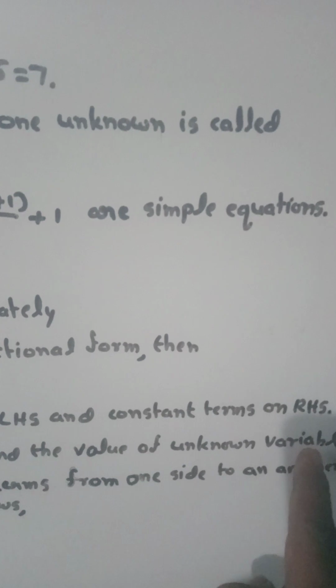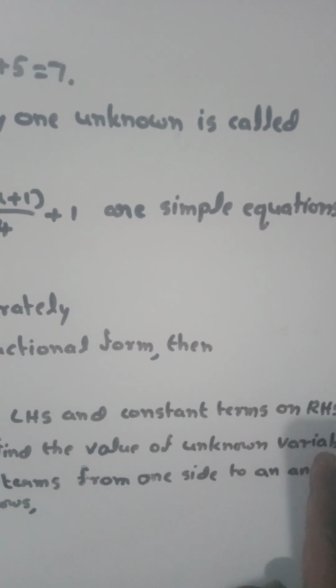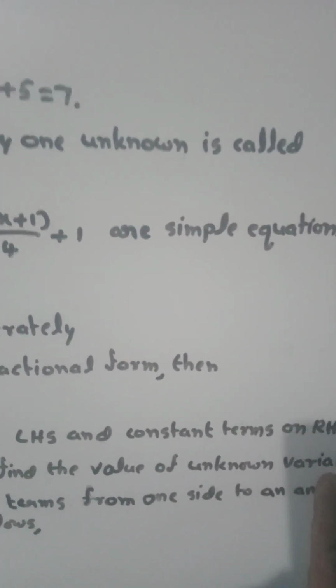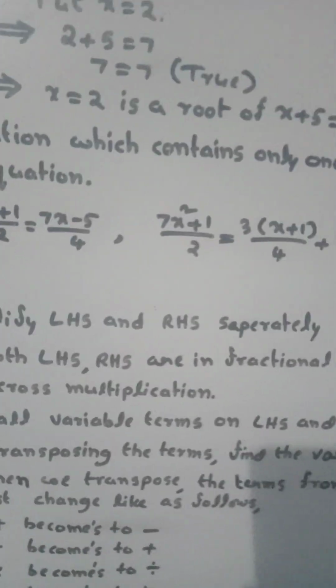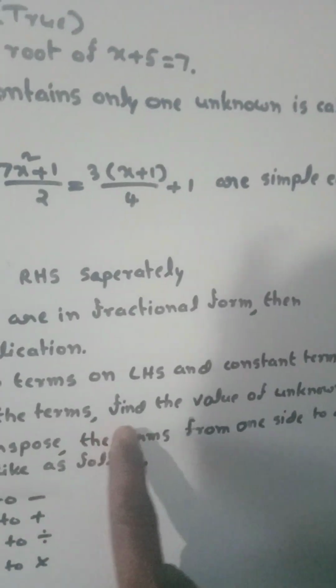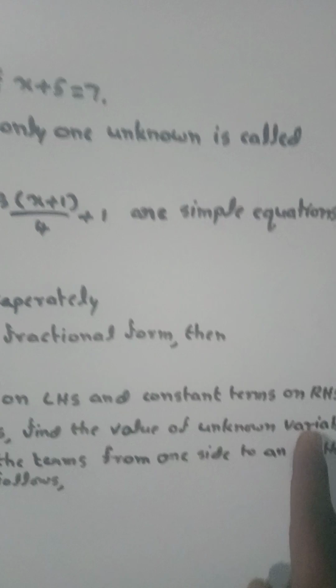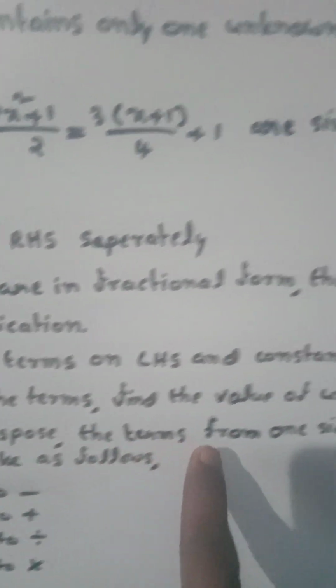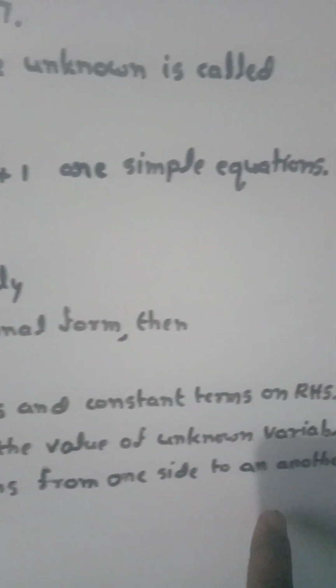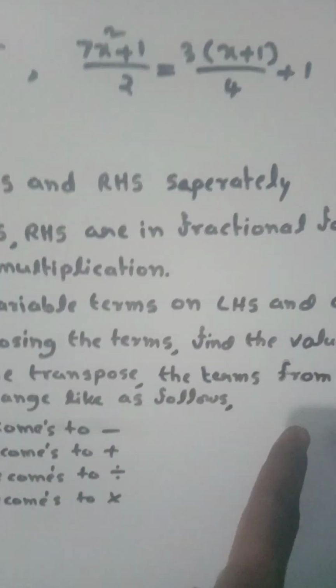Why? Because we are going to solve the equation for that. We must keep the variable terms on one side, the left hand side. Then after that, what do we do? We have to transpose the terms and find the value of the unknown variable. Generally when we transpose terms from one side of the equation to the other side, we must change the signs of the terms as follows.